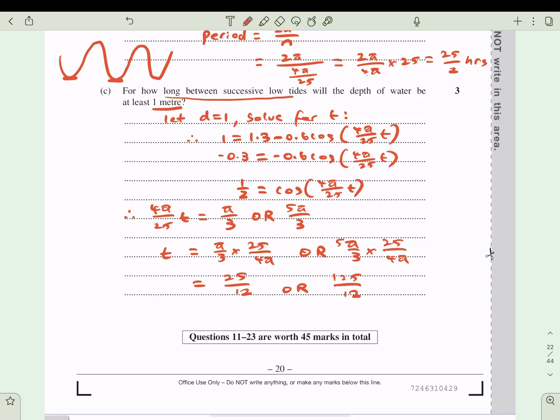It does say for how long between. So we're not asked for the times that it occurs, we are asked for the time in between them. So what do we have to do for our last step? We have to say 125 over 12 minus 25 over 12 equals 25 over 3 hours. And that is our final answer.